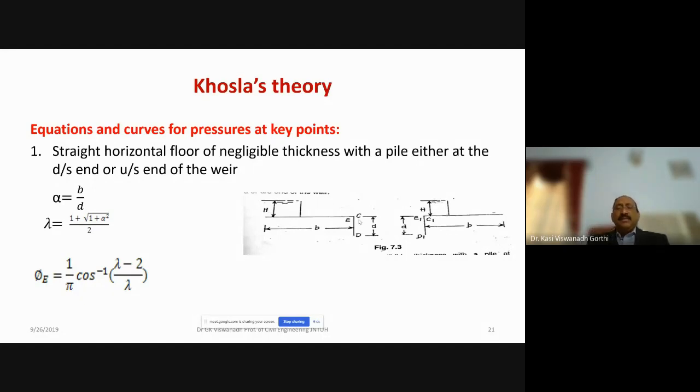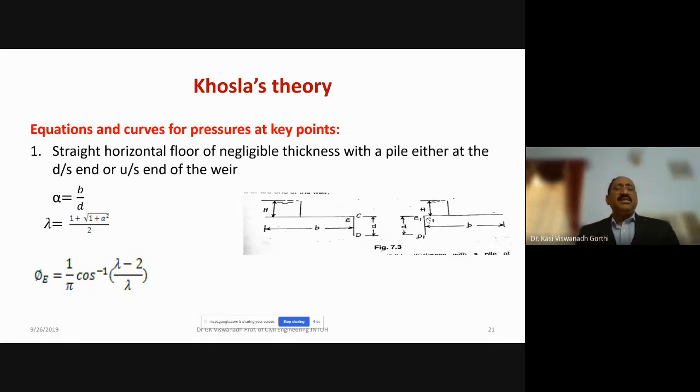So we are not worried about the outside pressure. Similarly, here also E1 is the junction point at the outside, C1 is the junction point in the inside. Just see, these are reversed now. C is outside here, E1 is outside here. Okay, so we are interested in calculating the pressure at point E, at point D, at point D1, at point C1, and so on. How to calculate these pressures?